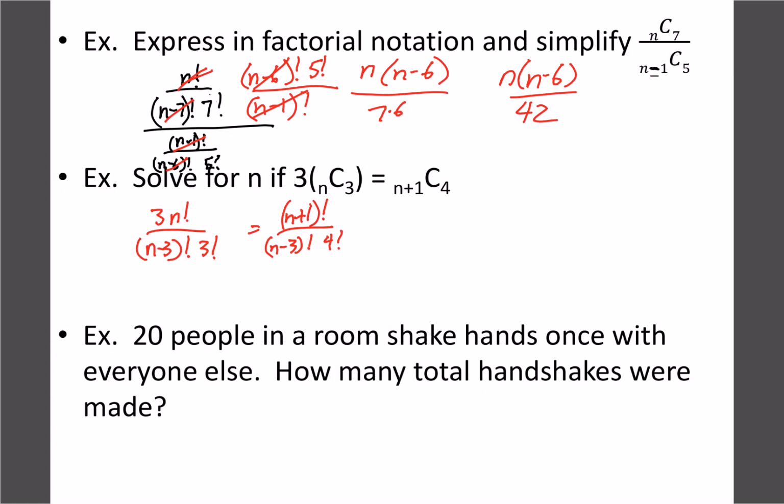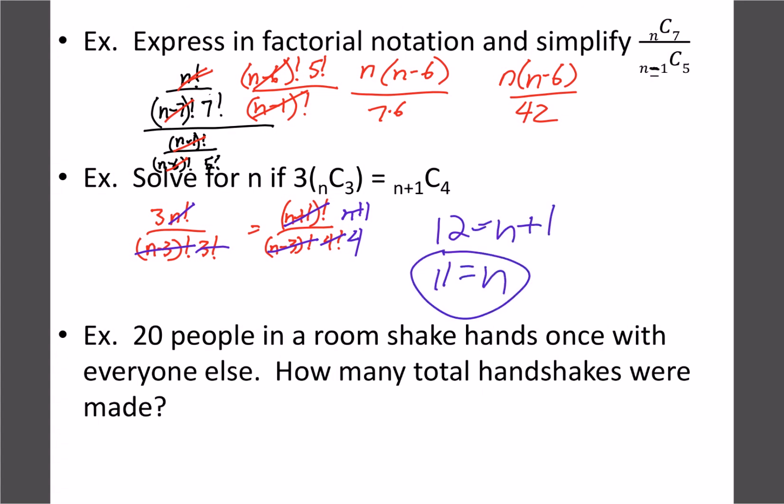So once again, we can cancel. In this case, you can see we've got an n minus 3 factorial on both sides, so those will cancel. We've got a 3 and a 4 that'll cancel with just a 4 left over. And we have an n factorial and (n plus 1) factorial, so those will cancel, and we just have an n plus 1 left over. So if we cross multiply these, we have 3 times 4, which is 12, and we just have our n plus 1. Bring the 1 over, we just get 11. So if we go back to the original and put in 11 for our n's, 12C4 is the same thing as 3 times 11C3. You can check that on your calculator and it will indeed work.